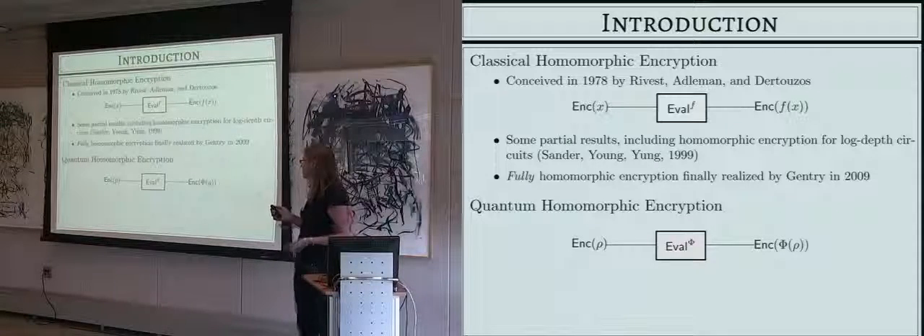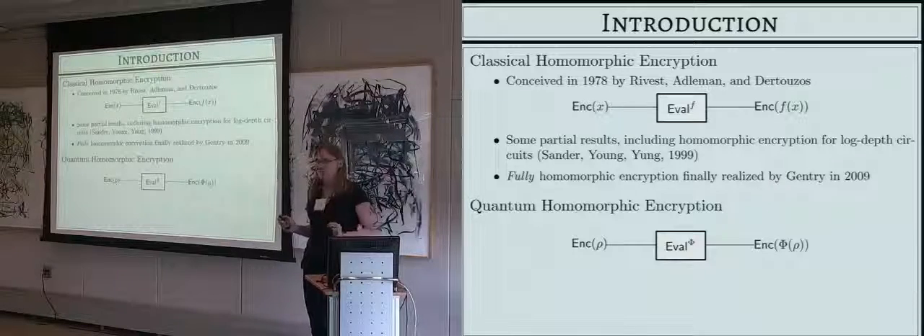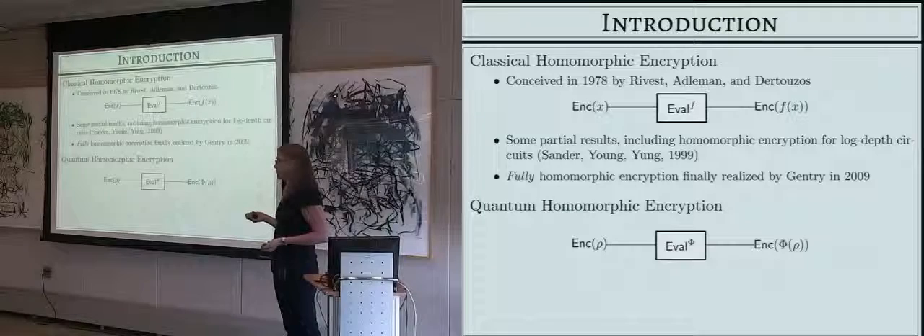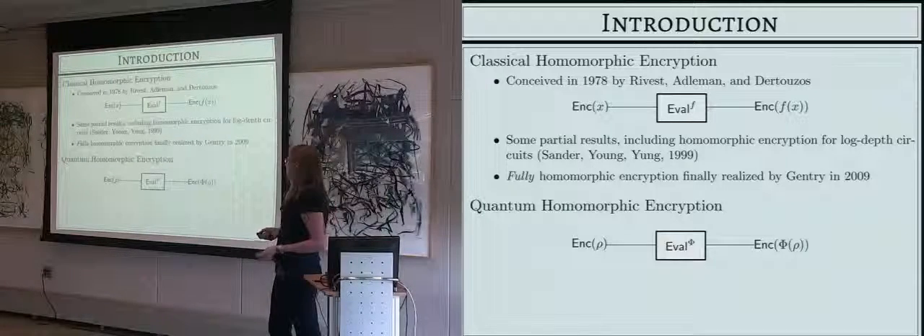So we're interested in considering a quantum version of this homomorphic encryption. So in the quantum version of homomorphic encryption, we want some way of encrypting a quantum state such that we can evaluate any quantum circuit without decrypting. So there's two ways that this quantum version differs from the classical version. So one is that we want some way of encrypting quantum information. So this is some kind of generalization. And the other is that we want to be able to evaluate a quantum circuit.